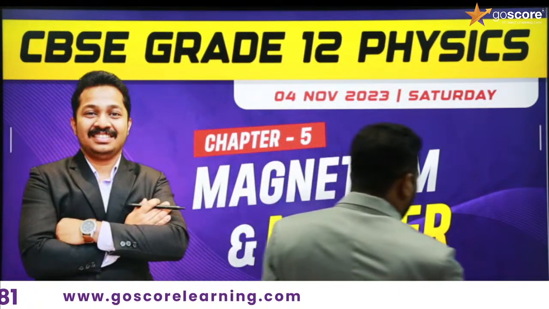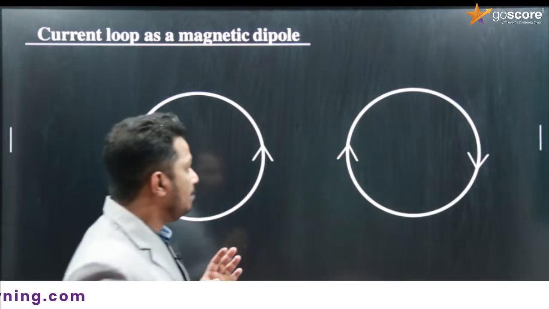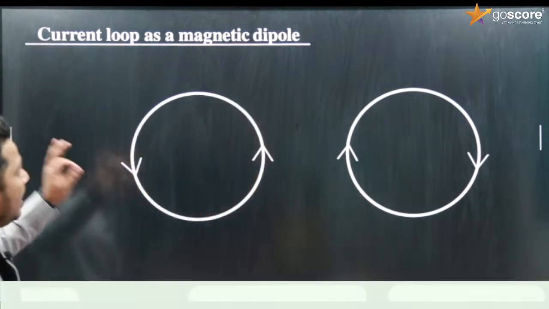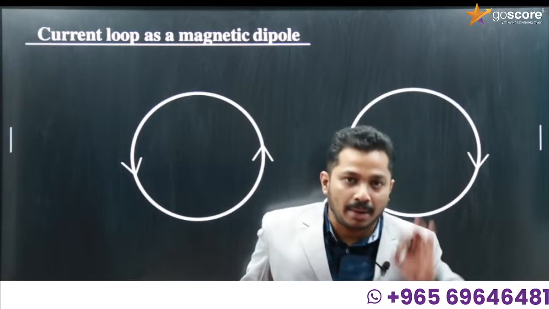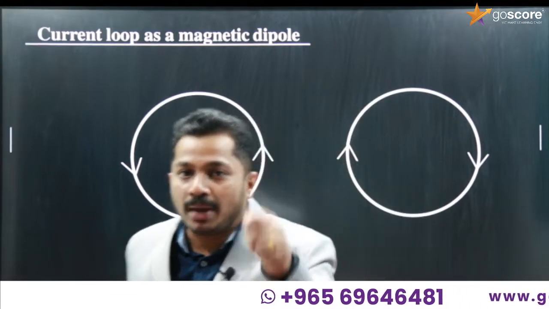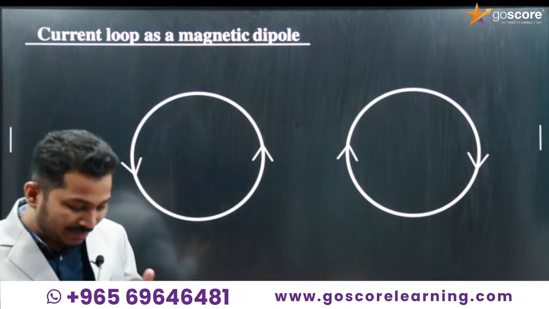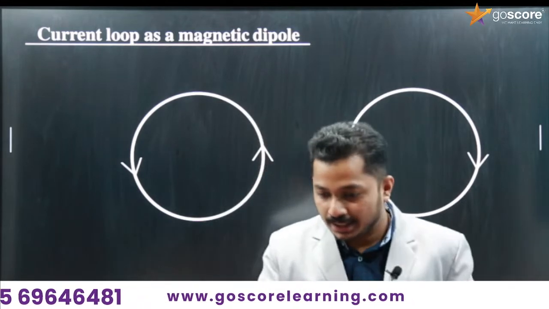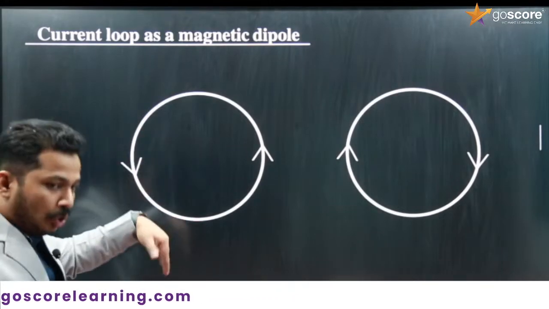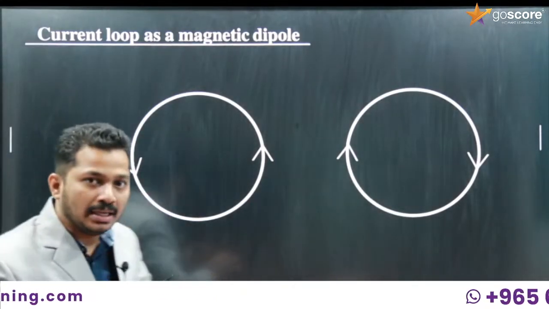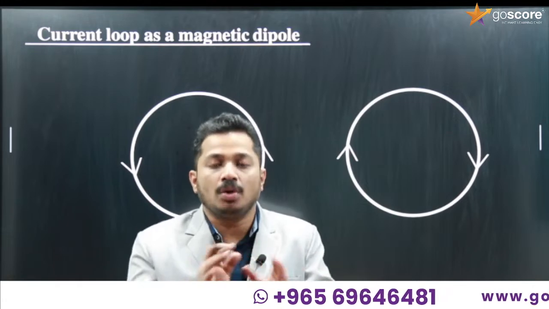Anyway, let's start. In the last class, we discussed torque on a magnetic dipole placed in a magnetic field. Today's first topic is current loop as a magnetic dipole. In the previous chapter, moving charges and magnetism, we saw that a current carrying loop acts as a magnetic dipole. We had a derivation for that, and today I'll give you a trick to remember. Once the current loop behaves as a magnet, there will be north and south poles, right? So let us check how the north and south poles are formed in a current carrying loop.